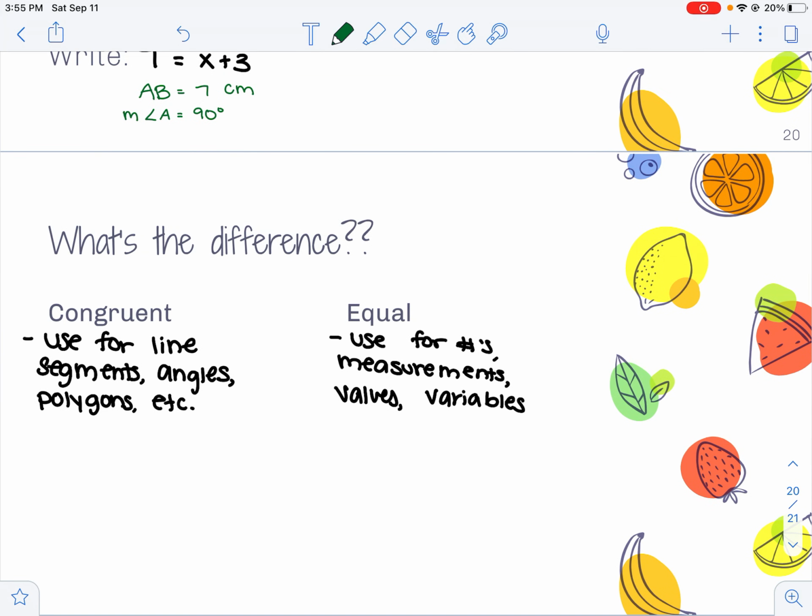So again, congruent is going to be used for line segments, angles, polygons. Equal is going to be used for numbers, measurements, values, variables.